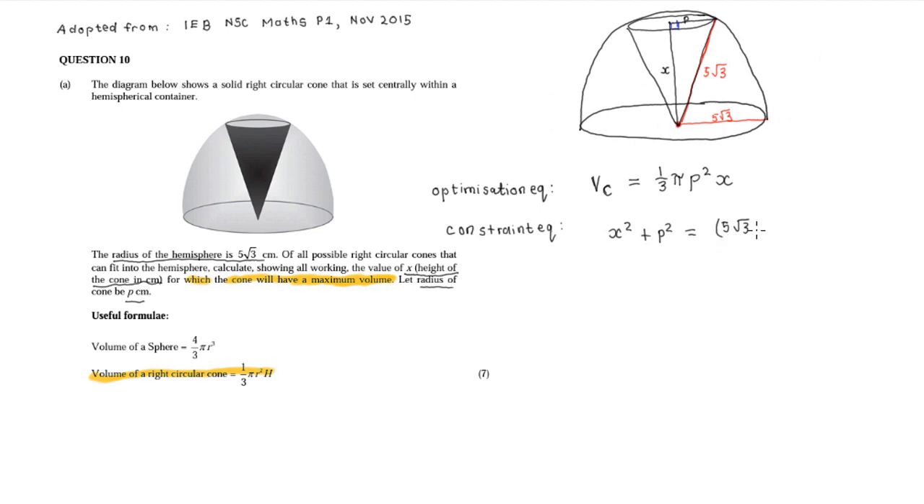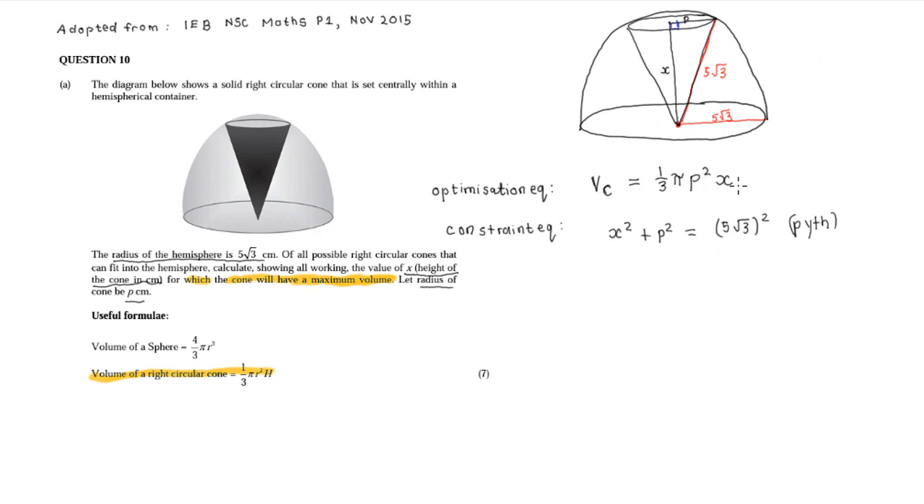Okay, so because it's a right angle triangle, it has no choice. It has to follow Pythagoras' statement. Right. So this is going to become our constraint equation. We can work with this constraint equation to solve for either x or p, and then substitute one of those variables into our optimization equation in order to reduce it down to only one variable.